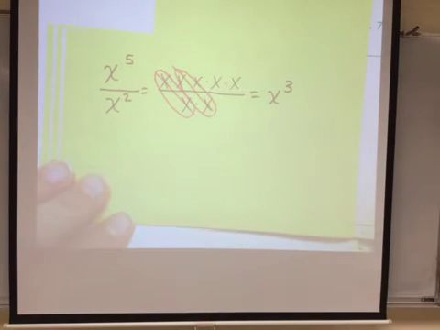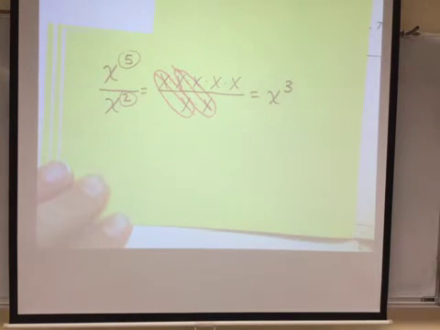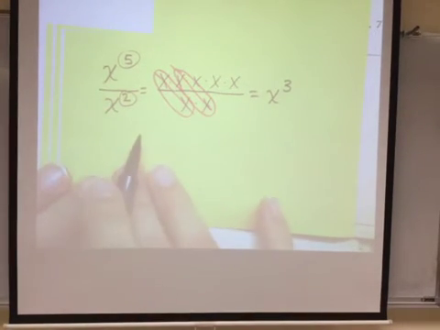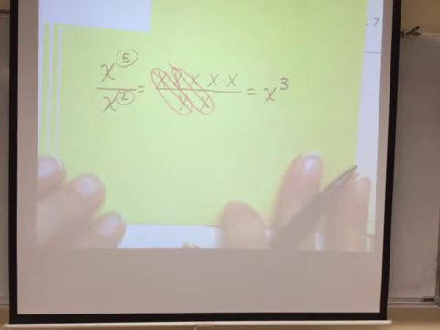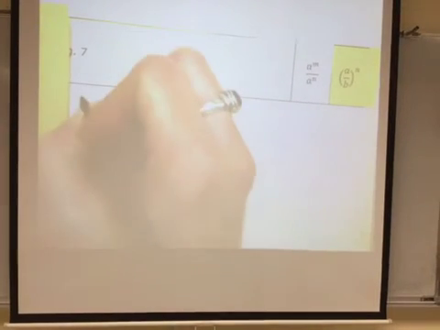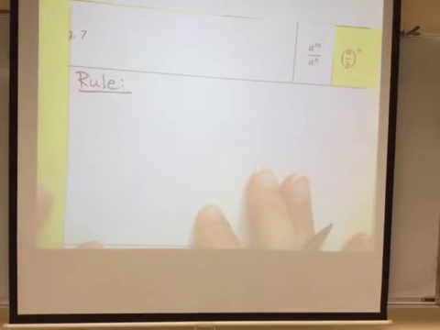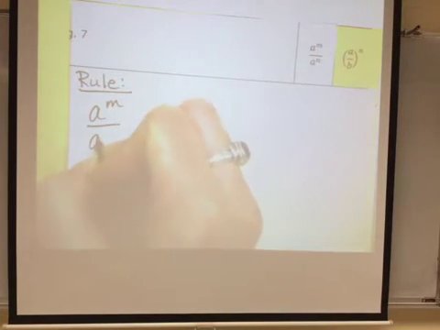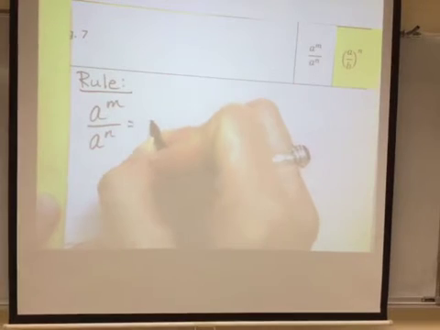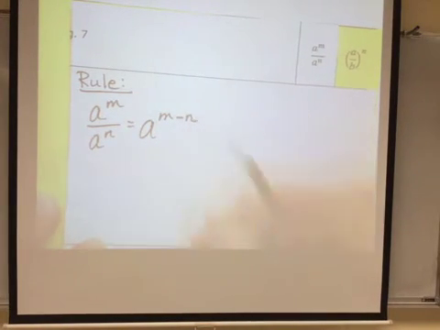That's it. So what's happening to my exponents? You're taking the bottom two away from the top two. Beautiful. We're going to take the bottom from the top. We're subtracting. Perfect. So let's write our rule. My rule says a to the m over a to the n is equal to a to the m, that numerator, minus n, the denominator.